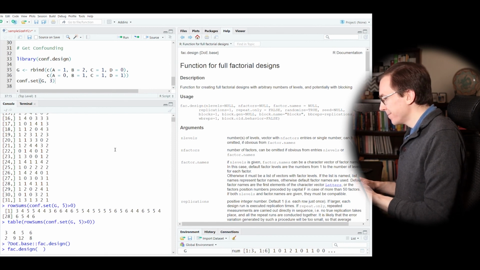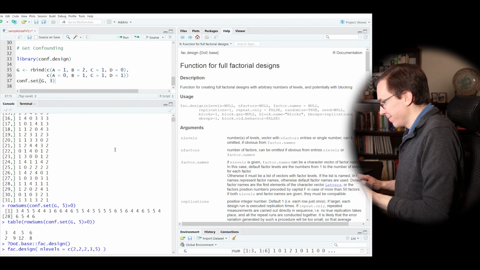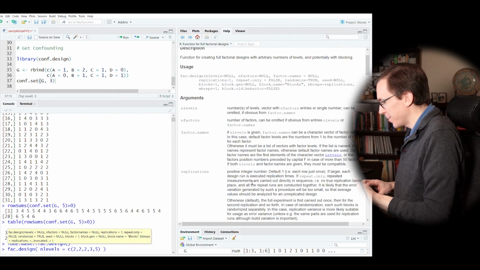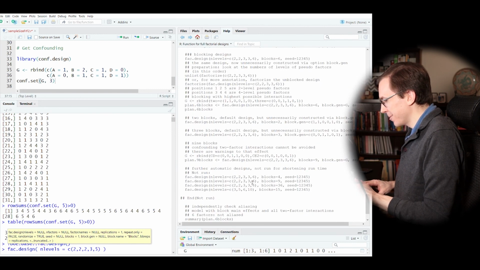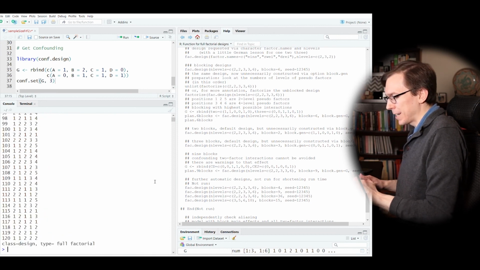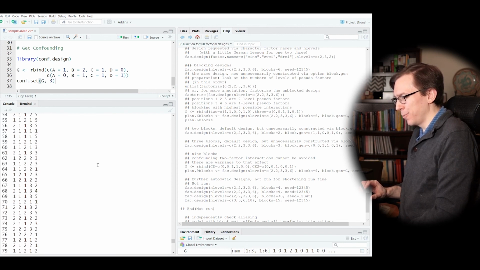fac.design function. And here, what I can say is, okay, well, what are the levels that I want? Well, I could have, let's say, a 2, a 2, a 2, a 3, and a 5. Is that what I want, or do I want number of factors? Let me double check the documentation, as I did not pre-write this code. Yeah, I want nlevels. I can also add in blocks, but let's not do blocks. Basically, I can hit enter and I get my full factorial design with all these wonderful inputs.